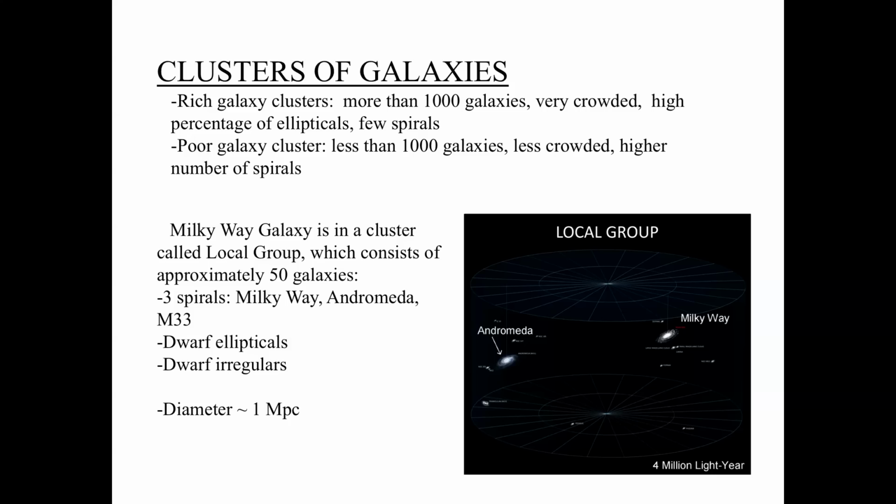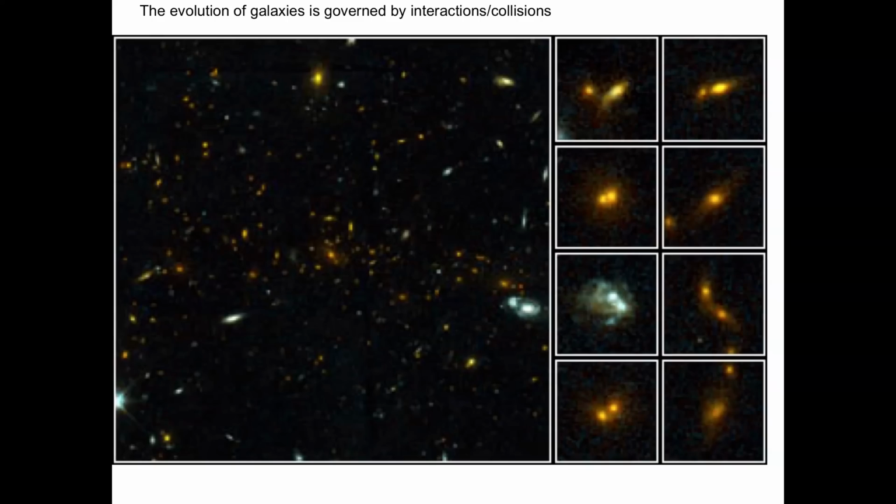Our own galaxy is part of a small cluster called the Local Group, which has about 50 galaxies, including the Milky Way and Andromeda, and then a number of smaller galaxies. And this group is about a megaparsec across.